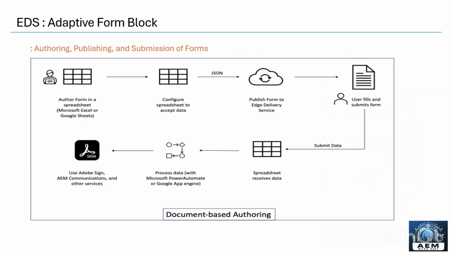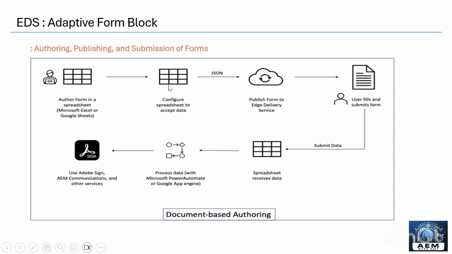So this is, on a very high level, all the steps that are required in creating your form, publishing it, and submitting the form. This diagram represents how a form can be created, how it can be published, and how data can be submitted to this form. First of all, the content author creates a form in the spreadsheet, either using Microsoft Excel or Google Sheets, based on the type of repo that you are using.